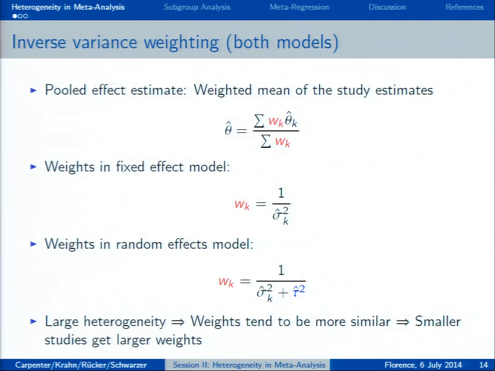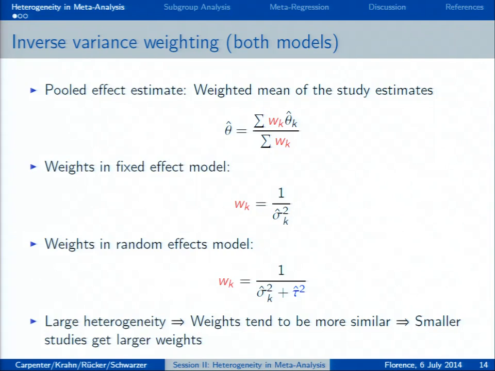But whereas in the fixed effects model, the weight was just 1 over the estimated variance from the study, so the weight for the kth study, 1 over the variance from the kth study, the weights in the random effects model have the addition of the estimate of the between study heterogeneity tau squared. So clearly, as we get large heterogeneity, tau gets larger and larger and larger and dominates this, and then all studies tend to get similar weights regardless of their specific value of sigma squared.